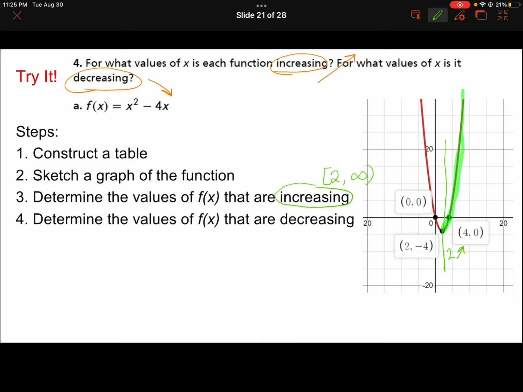Okay, now 2 is included. Actually, no, it's not, sorry. It's not included because that's where it changes direction.